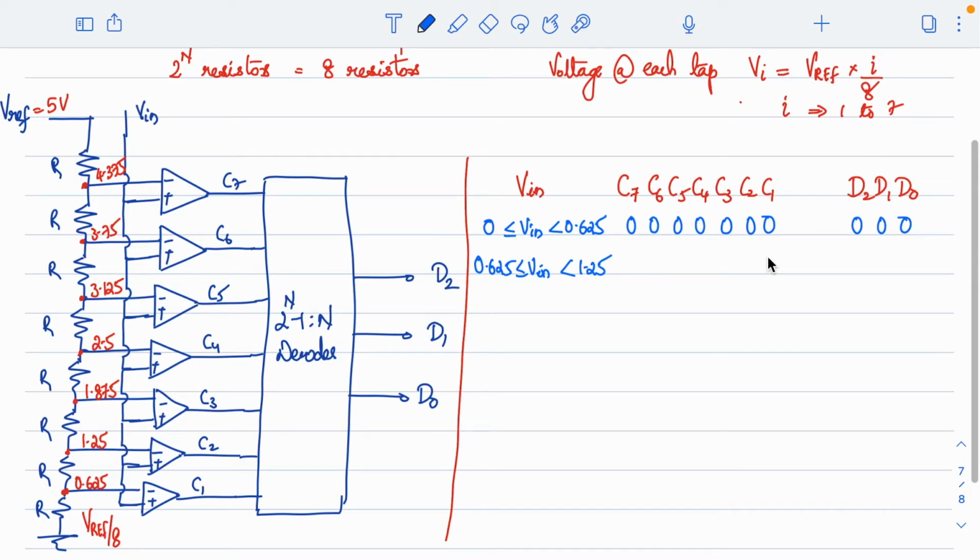That means here you will get 1, but rest everything, look at all the other comparators from C2 to C7. The plus is having a voltage which is less than 1.25, but minus is having either 1.25 or more. That means your output will be 0, right? So here all the output will be at 0 voltage. I hope this is clear, right?